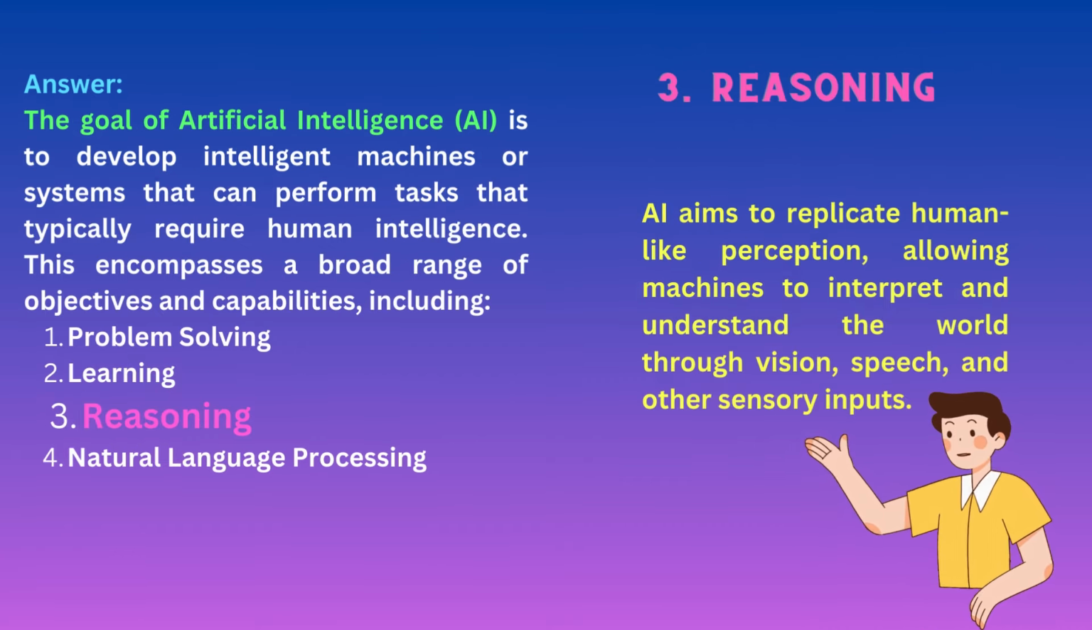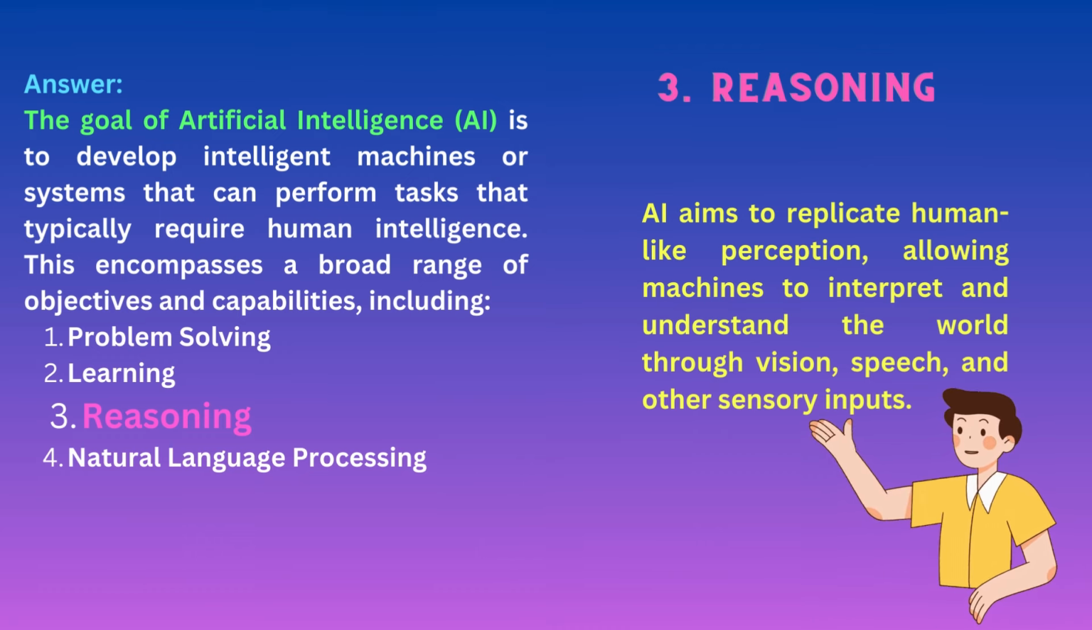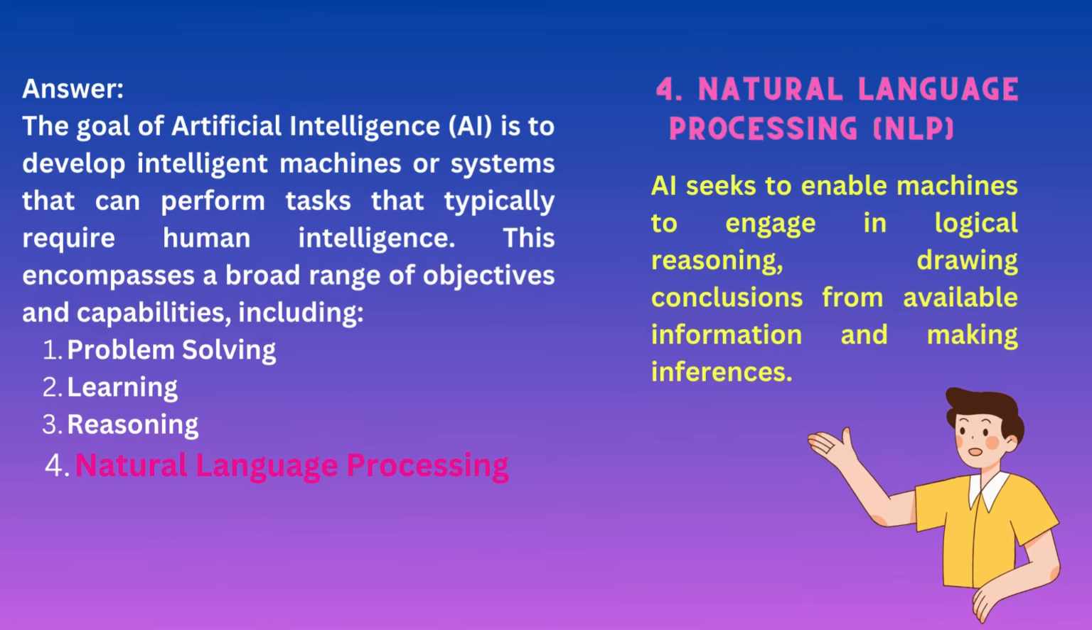Third, reasoning. AI aims to replicate human-like perception, allowing machines to interpret and understand the world through vision, speech, and other sensory inputs. Fourth, natural language processing. AI seeks to enable machines to engage in logical reasoning, drawing conclusions from available information and making inferences.